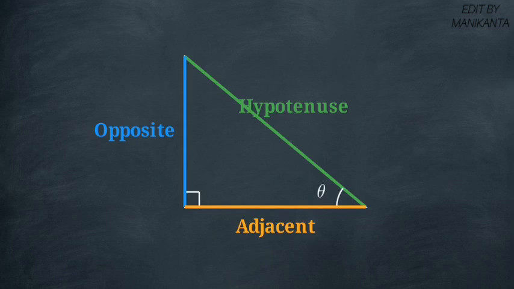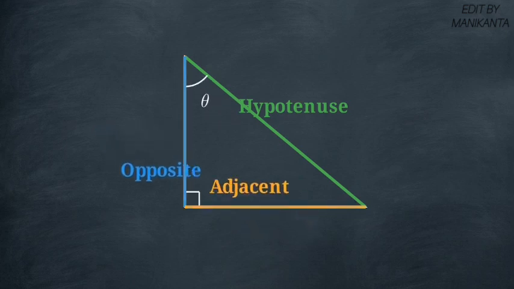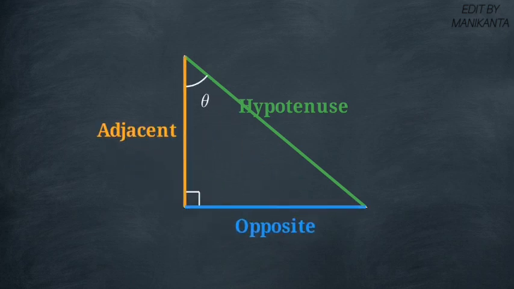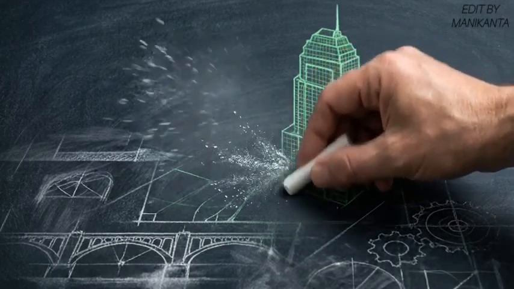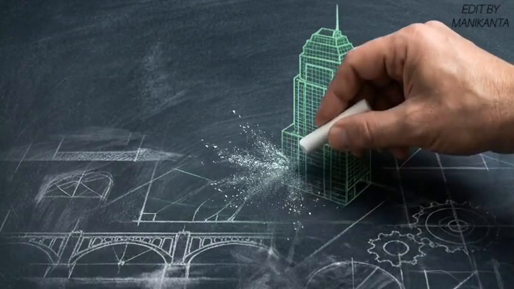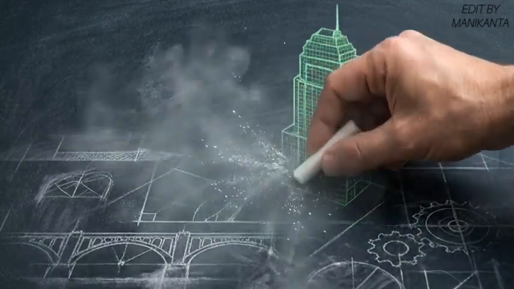Pay close attention to where your reference angle sits. If theta moves to the top corner of the triangle, your opposite and adjacent sides will swap places. The hypotenuse always remains the same. Correctly identifying these three relative sides is mandatory. Once you have them mapped, the actual math becomes incredibly straightforward.